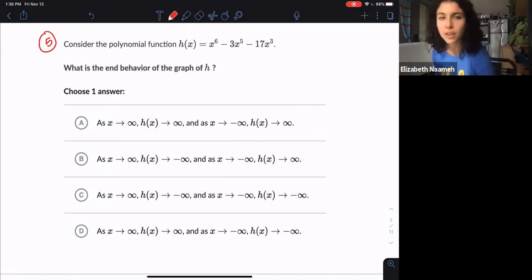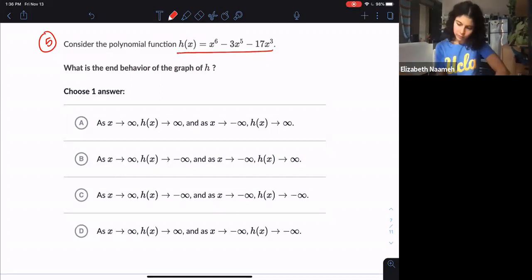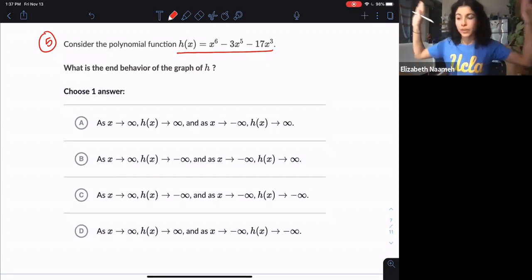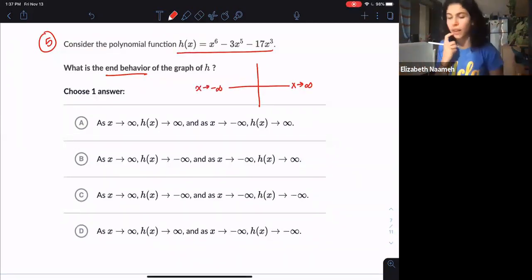So number 5, we haven't done one like this yet. It says, consider this polynomial. Go ahead and copy this down. And it's asking, what is the end behavior of h? The end behavior. So when it comes to end behavior, we really don't care about what the graph actually looks like in the middle or at the intercepts. We just want to know what's happening for very large values of x. So I only want to know what's happening as x approaches positive infinity and as x approaches negative infinity on the left side.